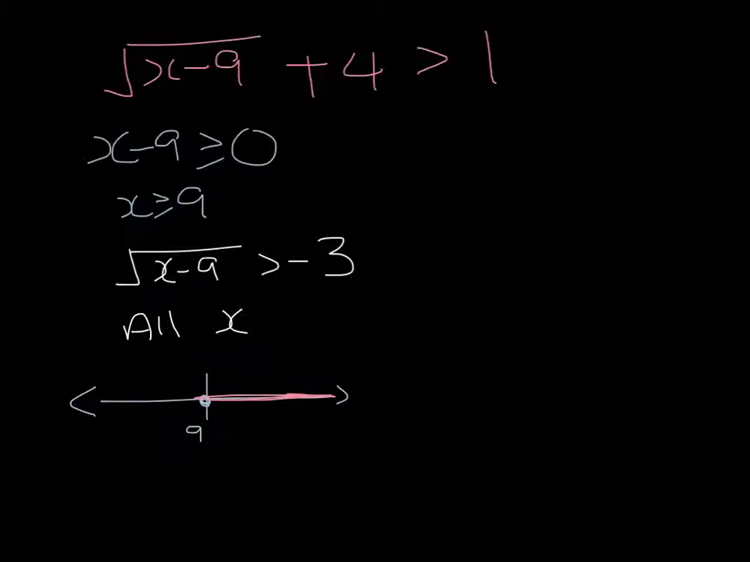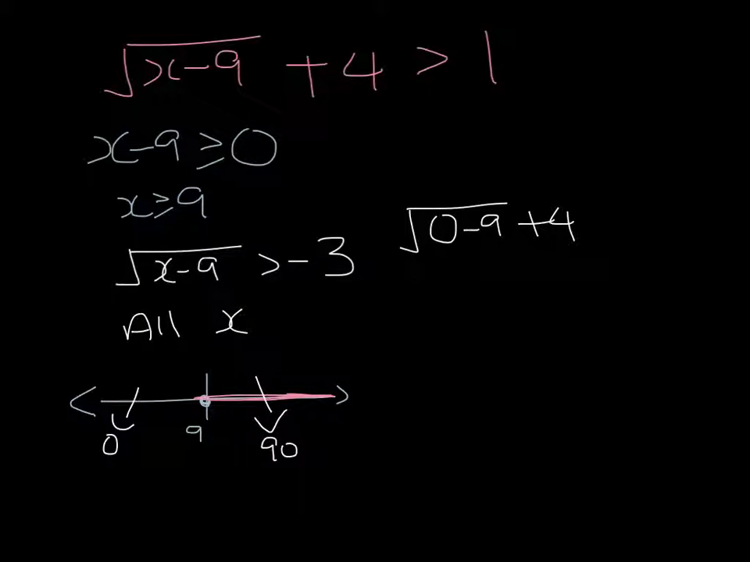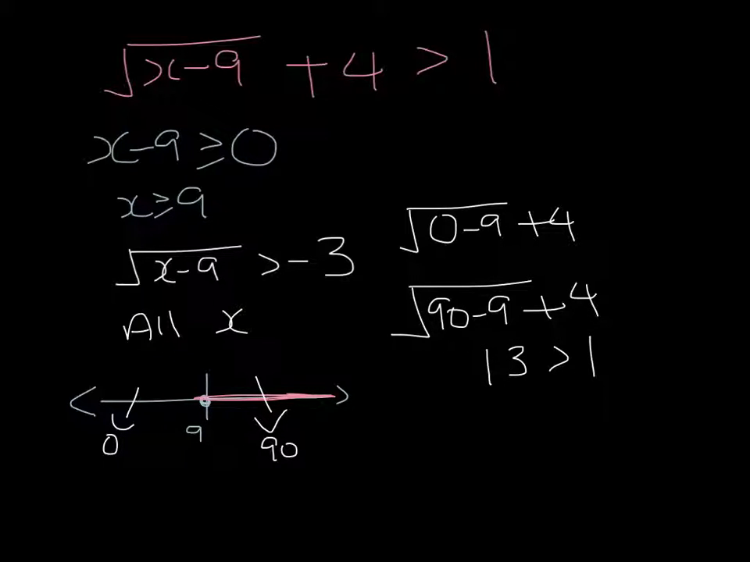We can check a number in each of these intervals. So in this interval, I'll check 0, and in this interval, I'll check 90. If I plug in 0, then I end up with the square root of 0 minus 9 plus 4, which cannot be found. If I plug in 90, then I end up with the square root of 90 minus 9 plus 4, or the square root of 81 plus 4, which is 13, which is indeed greater than 1. This means that our solution for the inequality is just x is greater than or equal to 9.